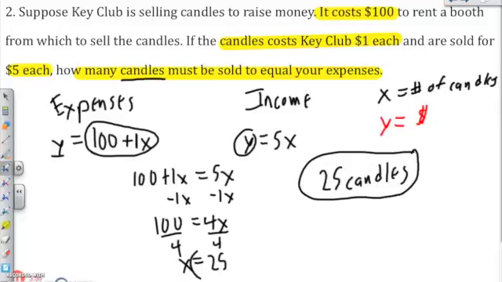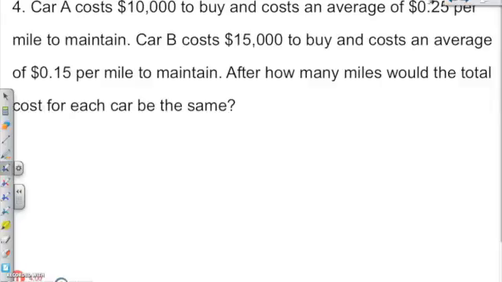Alright, let's go ahead and look at one more problem on this application. Let's look at problem number 4. We're going to look at two different vehicles. I'm going to highlight our important information as we read through. Car A is going to cost $10,000 up front to buy, and it's going to cost an average of 25 cents per mile to maintain.